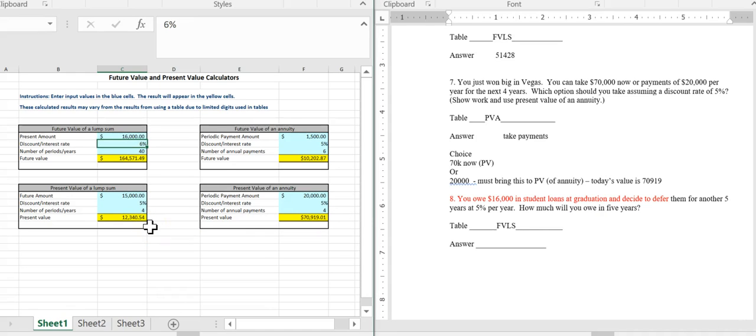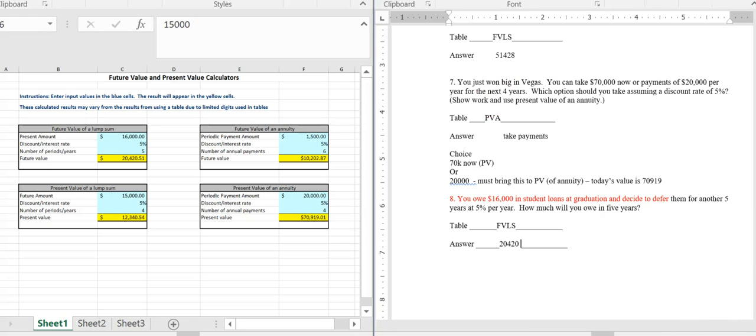$16,000 at 5% for 5 years. So now, because I haven't paid anything, I owe $20,420. And you really need to ask yourself, was it worth it to defer these? Because now you owe $4,420 more dollars.